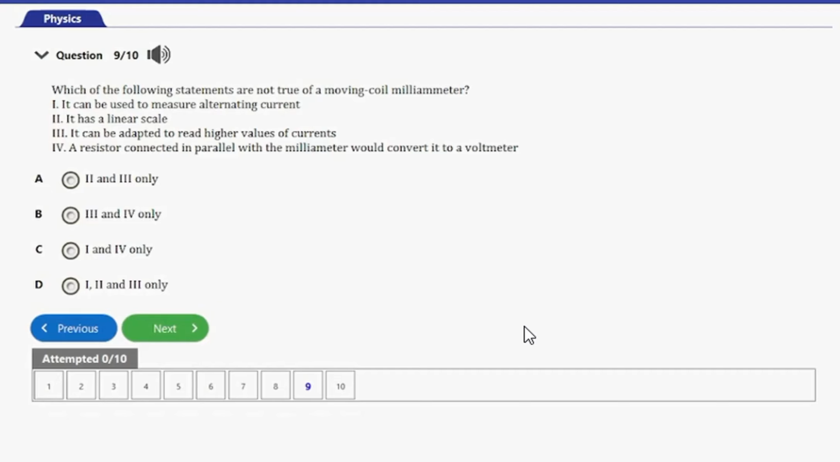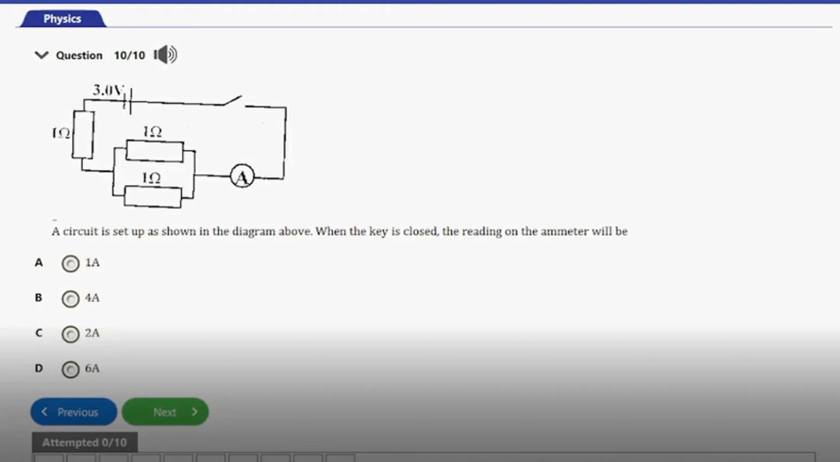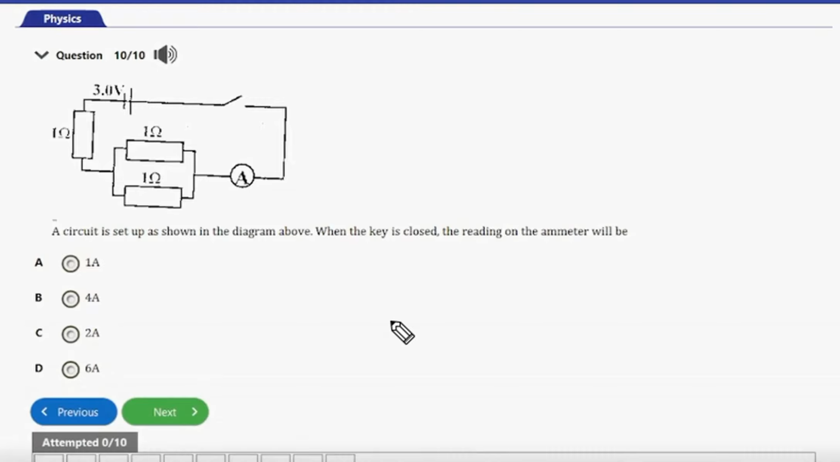So let's go ahead and consider the next and last question, guys. So that's question number 10 here. It says a circuit is set up as shown in the diagram above. When the key is closed, the reading on the ammeter will be. Alright guys, let's go ahead and calculate for this together.